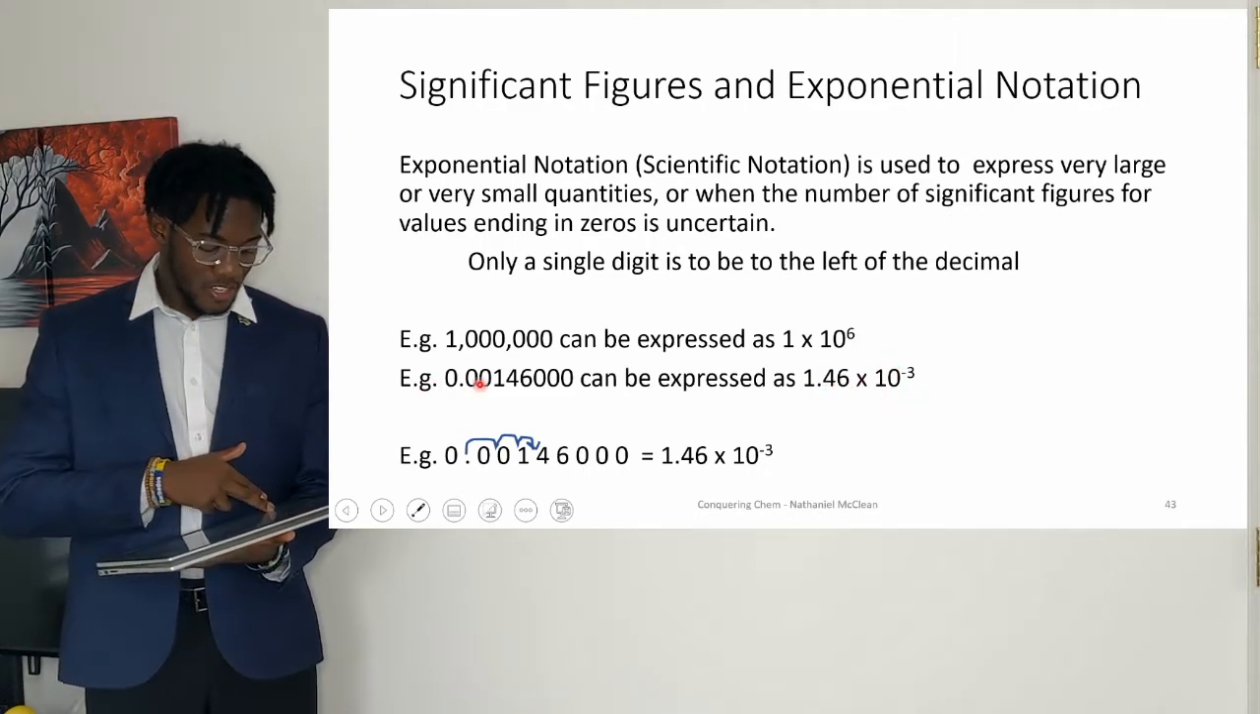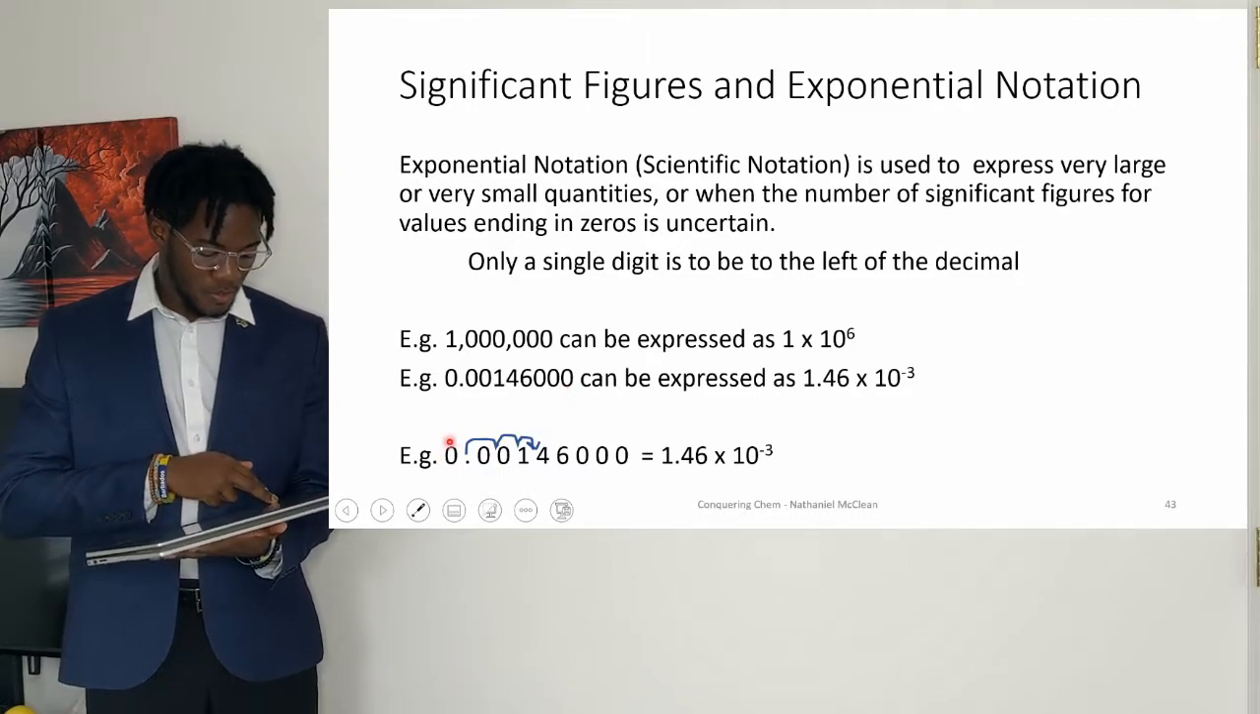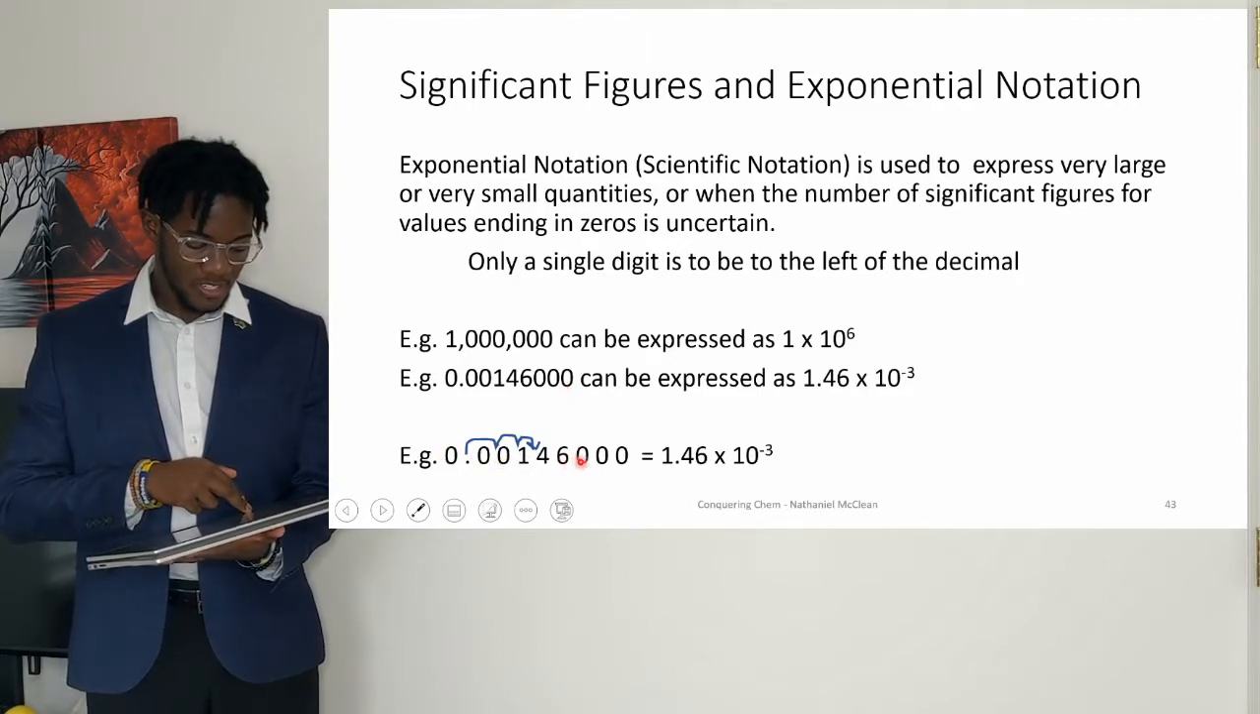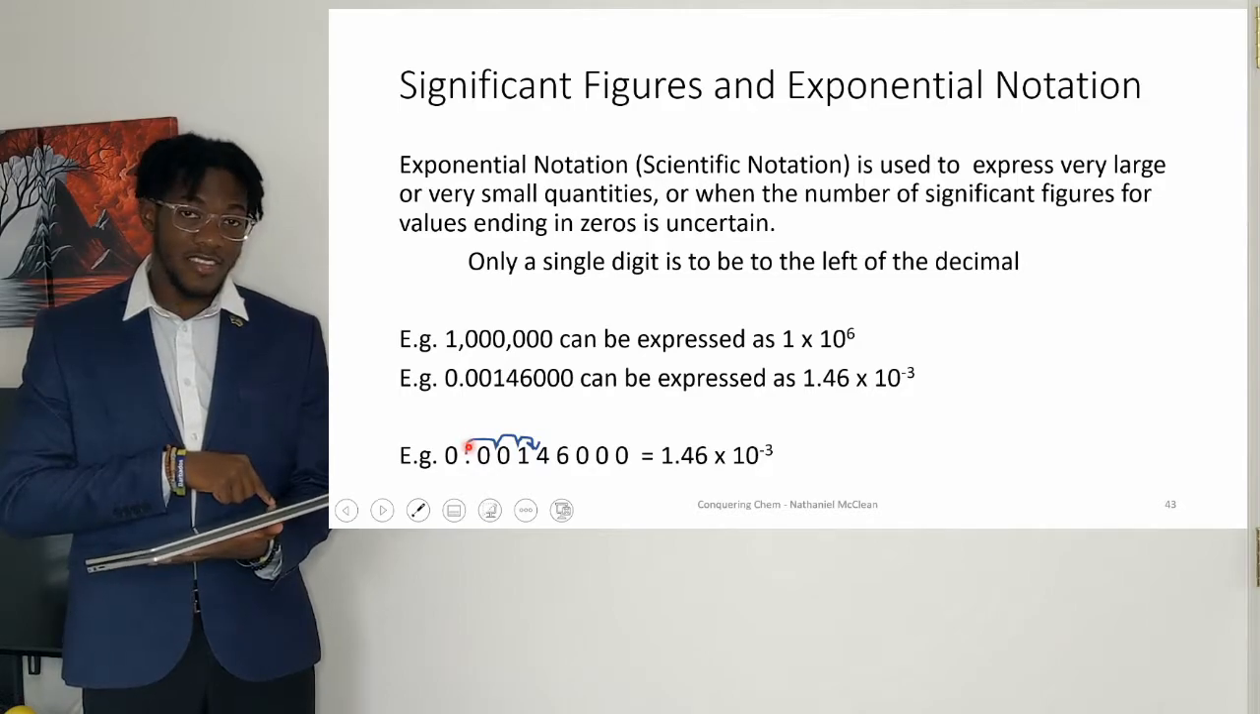Let's consider this larger example at the bottom. We have 0.00146000. You would always start at the decimal place.